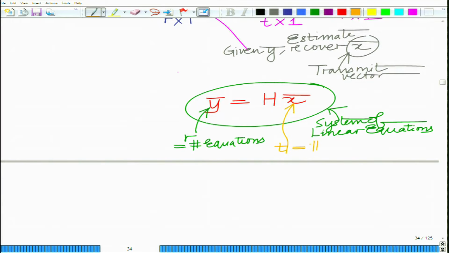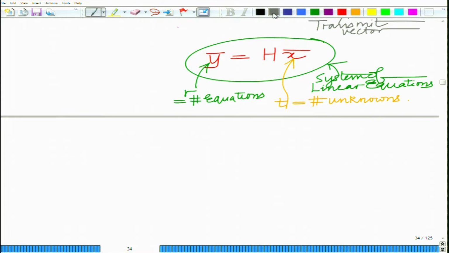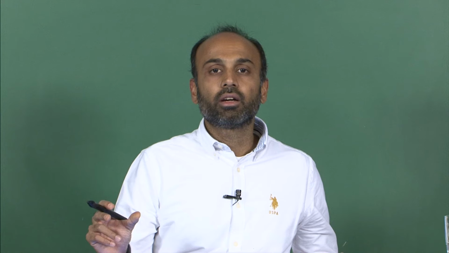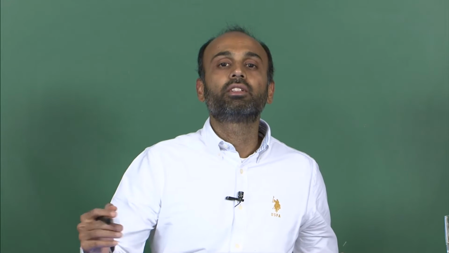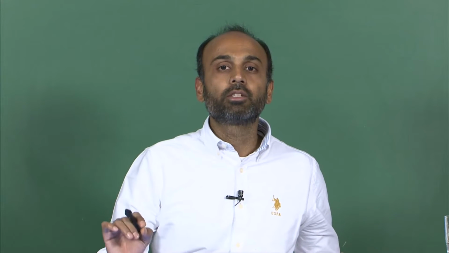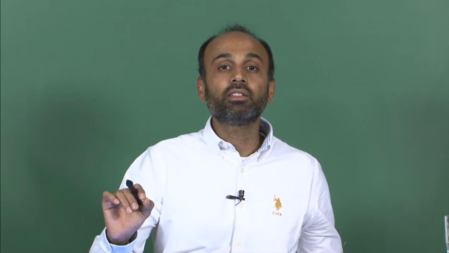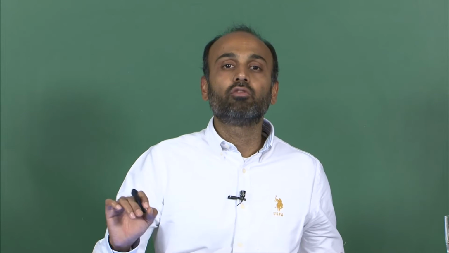So t equals the number of unknowns. Now let us consider a simple scenario with r equals t. Now if r equals t, what happens? Number of equations equals number of unknowns. Therefore the matrix H is a square matrix. And if H is invertible, then I can simply find the transmit vector by doing x bar equals H inverse y. Remember, this is an approximation, in the sense that we are neglecting the influence of noise.